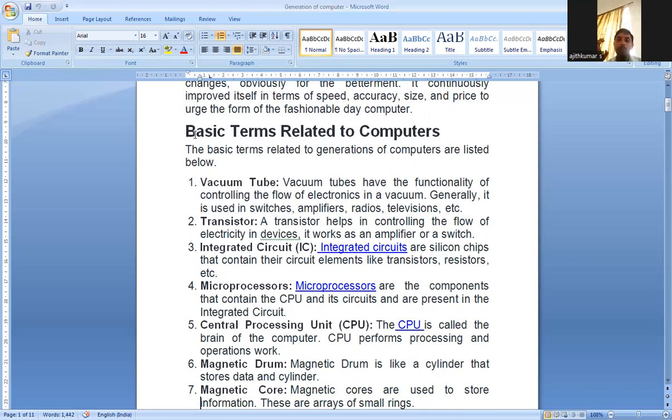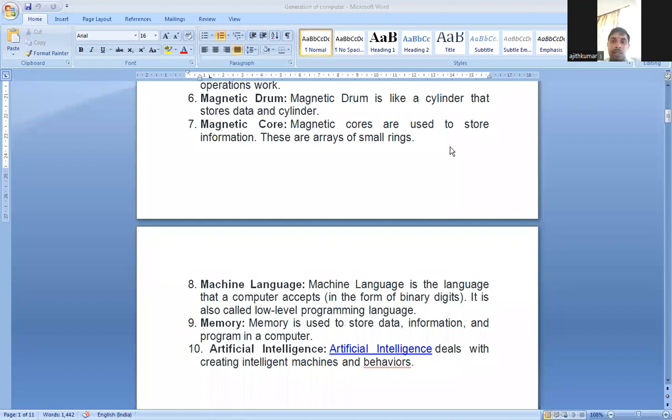Then next we see about microprocessor. What is microprocessor? It contains the CPU and its circuits and is present in the integrated circuit. CPU is the central processing unit. It is called the brain of the computer. CPU performs processing and operation work. Next is magnetic drum. Magnetic drum is like a cylinder that stores data on the cylinder.